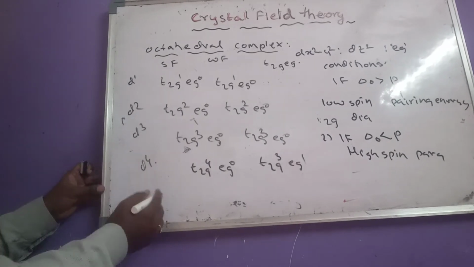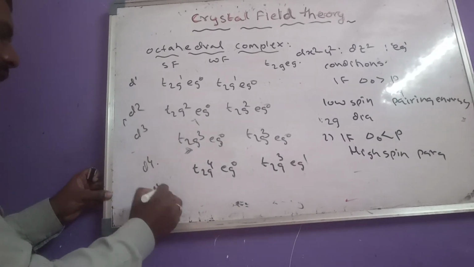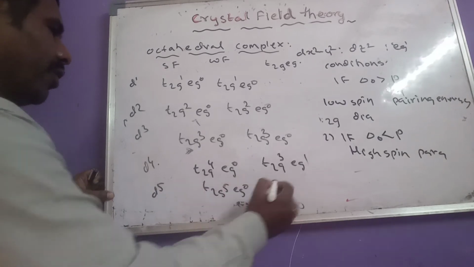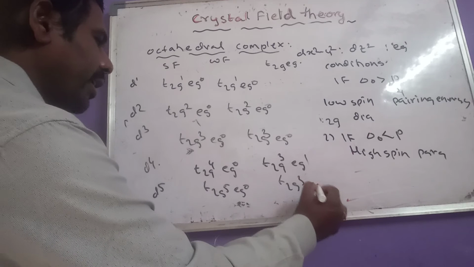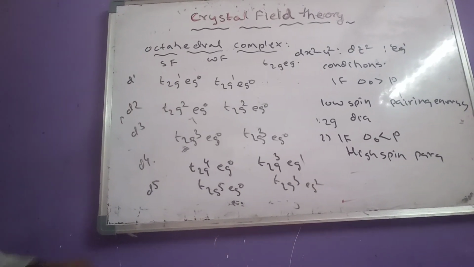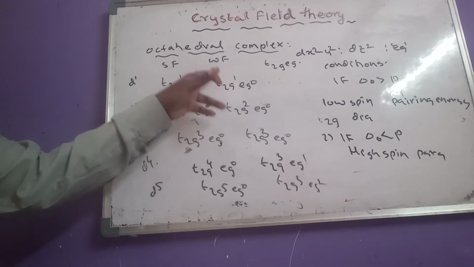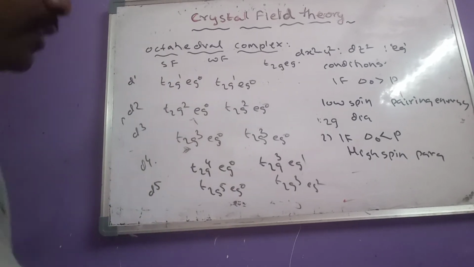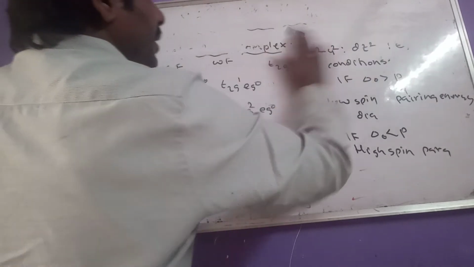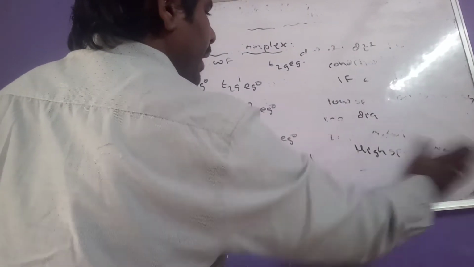And if you go for the d5 configuration, strong field gives t2g5, eg0, and weak field gives t2g3, eg2. So like that we have to fill the electrons in the presence of strong field and weak field ligands. And then comes the calculation of crystal field stabilization energy.